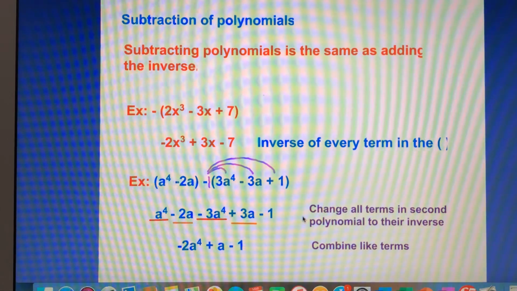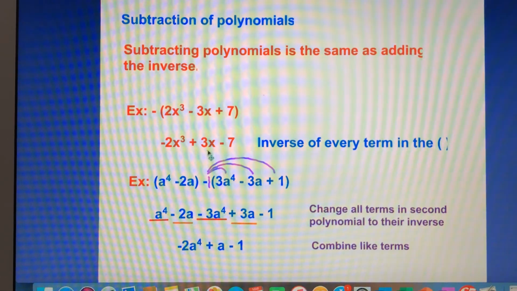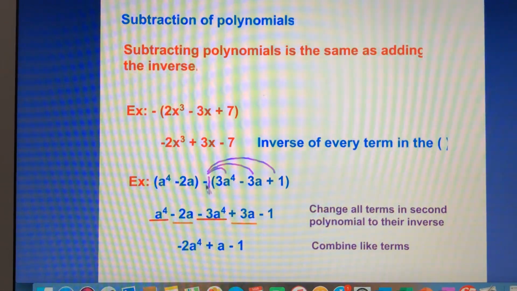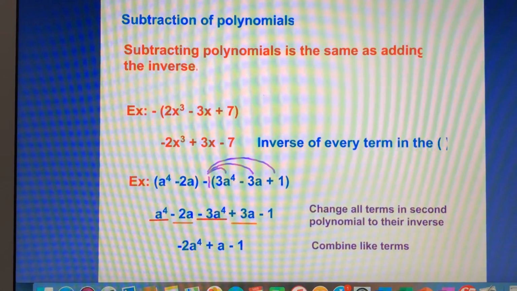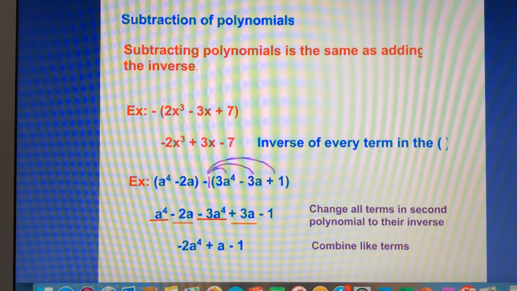You'll have to make that decision for yourself, if you want to just convert every term inside the parentheses to its inverse, or if you'd like to use the invisible 1 method and multiply each item in the second polynomial.